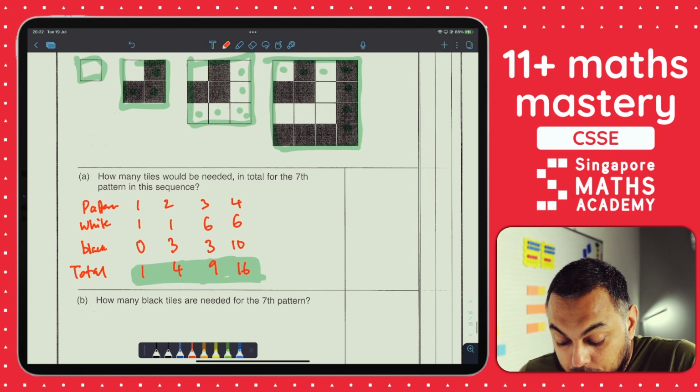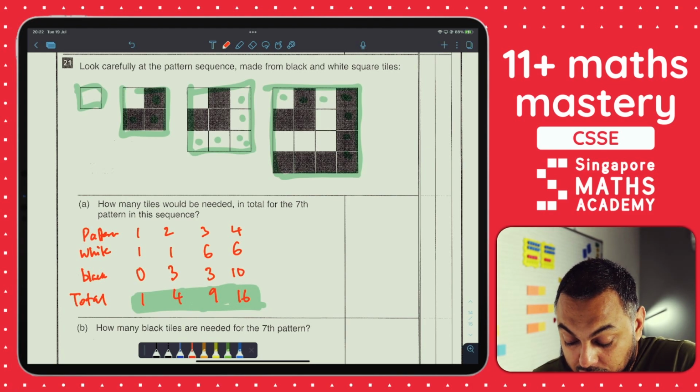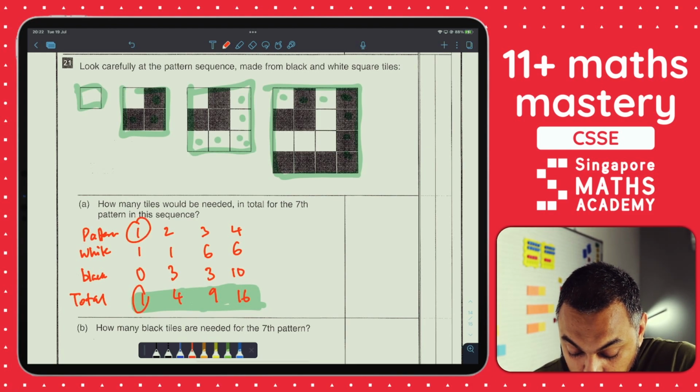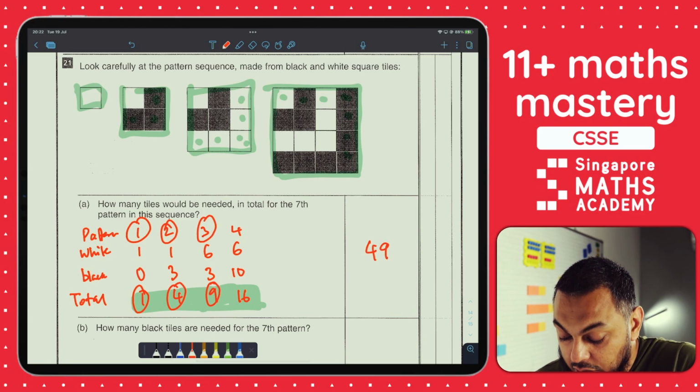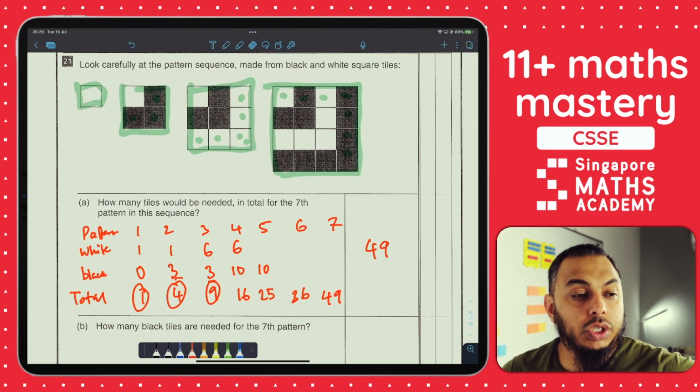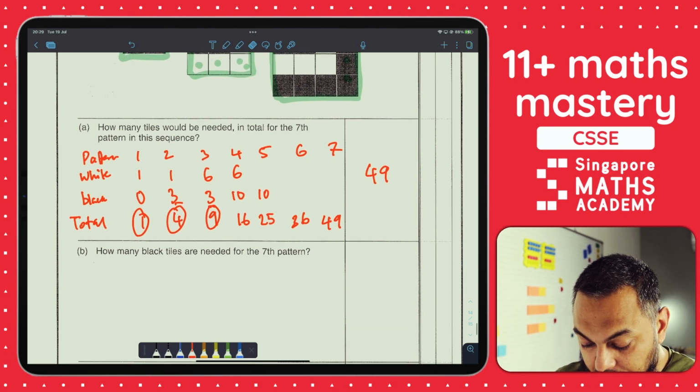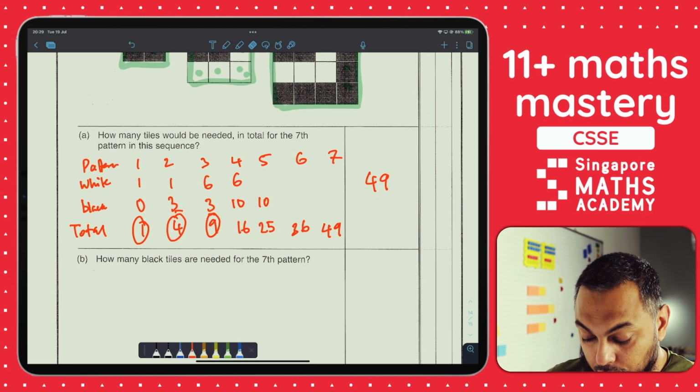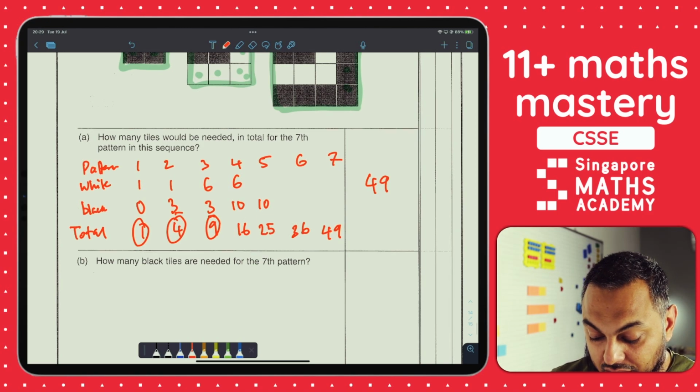So how many tiles would be needed in total for the 7th one? Well, 1 squared is 1, 2 squared is 4, 3 squared is 9, 7 squared is 49. We need 49. Okay, so for question B, think about it this way. How many black tiles are needed for the 7th pattern? The way I would think about it is this.